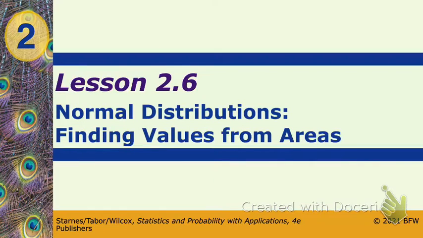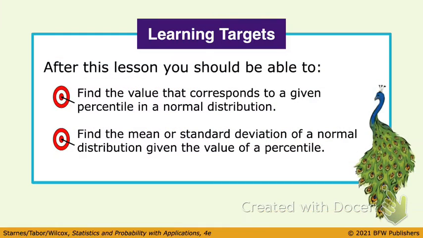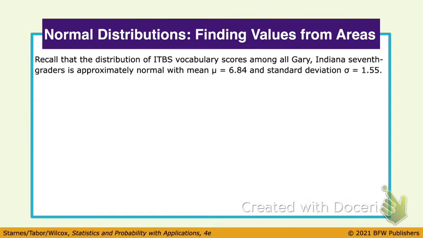So we're going to finish up chapter 2 today. We're going to talk about finding values from areas. Yesterday, the last 2 days actually, we've been finding areas from values. Now we're going to go backwards. Okay, so we're going to go backwards.